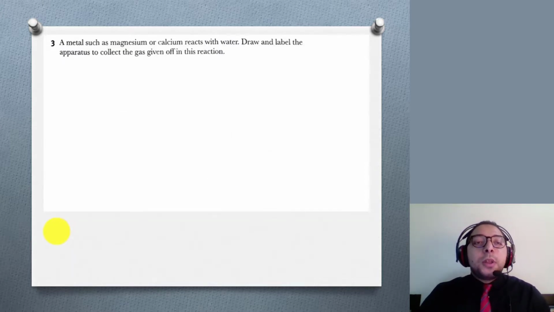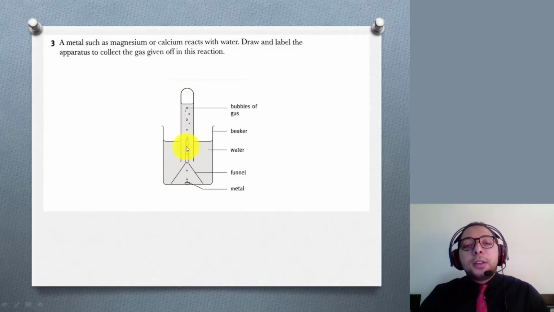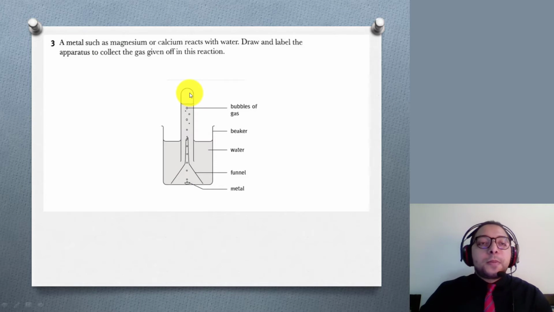The third question: draw an apparatus to collect the gas given off in this reaction. We can collect the gas by this method. The gas is going to come out of the metal as bubbles, and the bubbles are going to move up across the test tube and push the water down. That's the easiest way to collect a gas with the help of water, because the gas is going to displace the water and push it down, so you can get a pure gas over here.